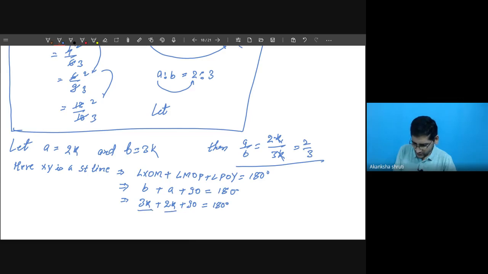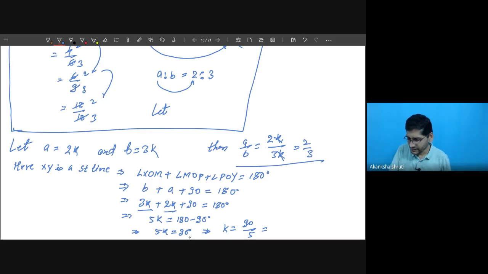Now 3K and 2K are like terms, so it becomes 5K equals 180 minus the 90 on the right hand side. So they simply mean 5K is equal to 90 degrees. So what is the value of K? 90 by 5. So divide it, this gives us the value of K is equal to 18. Student, this is the value of K.